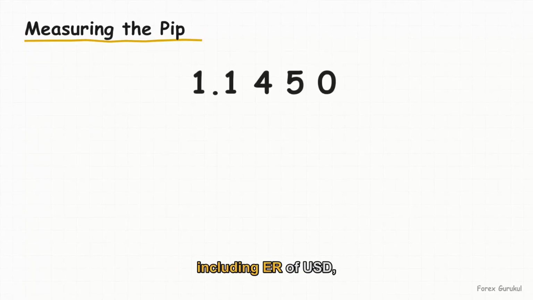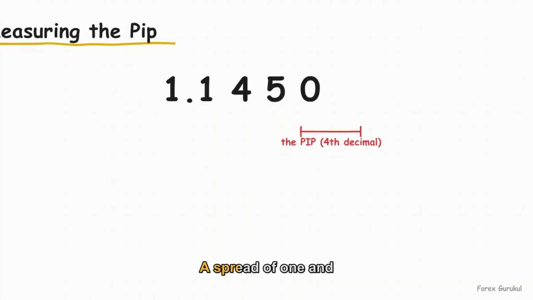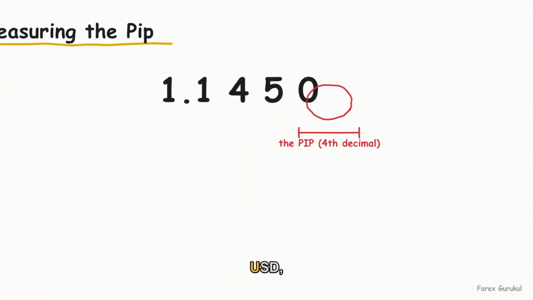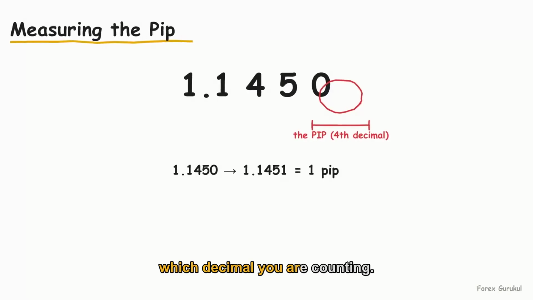Spreads are measured in pips, and the decimal point matters. On most pairs, including EUR/USD, price is quoted to 4 decimal places, and 1 pip is that 4th decimal. On any pair involving the Japanese yen, price is quoted to only 2 decimal places, so 1 pip sits at the 2nd decimal instead. A spread of 1.5 pips on EUR/USD and a spread of 1.5 pips on USD/JPY are the same size in pips, but you have to know which decimal you are counting.